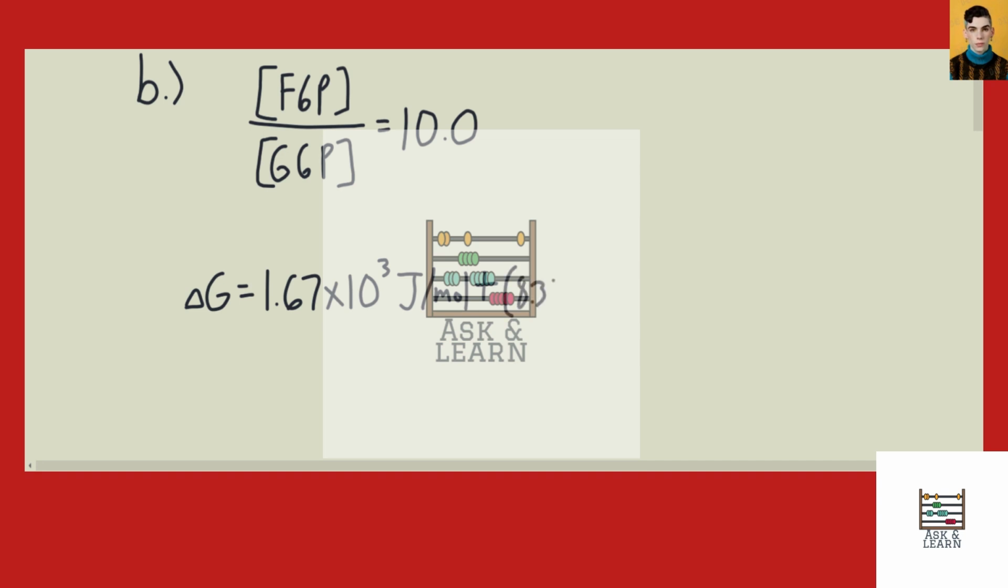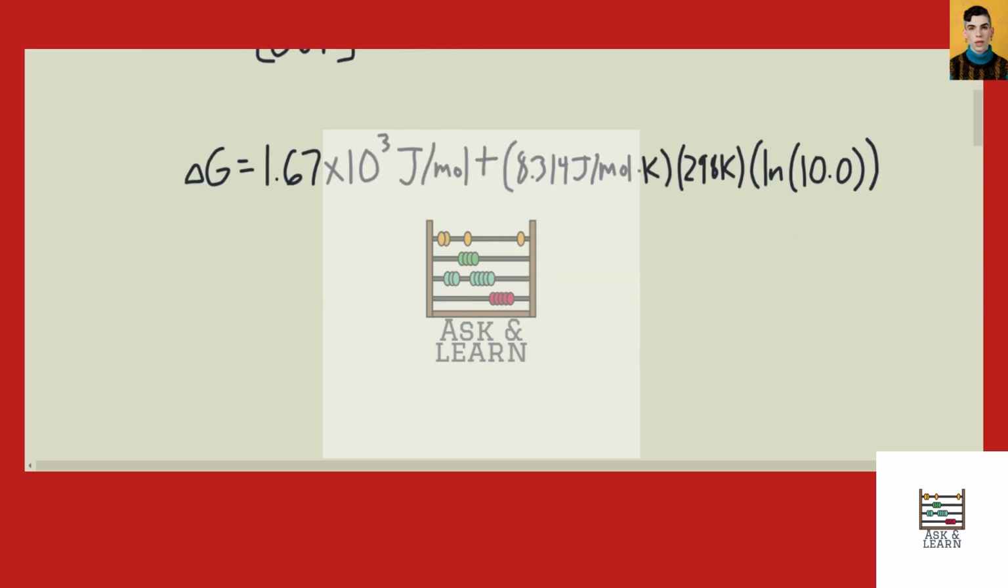R is 8.314 joules per mole times Kelvin, times T, 298 Kelvin, times the ln of Q, which we are told in this part B is equal to 10. And now when we work through the math, you get delta G equals 7.37 times 10 to the third. That again will have units of joules per mole after we cancel out units of Kelvin.